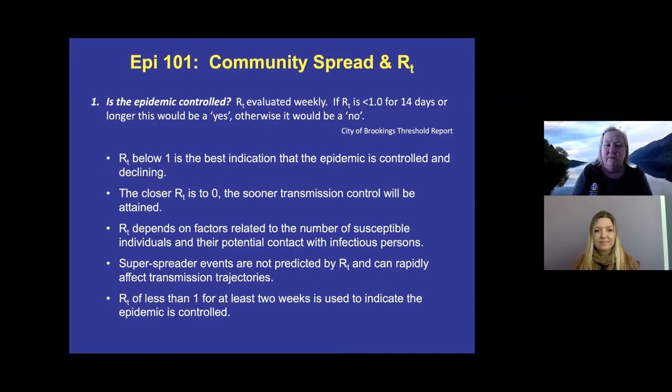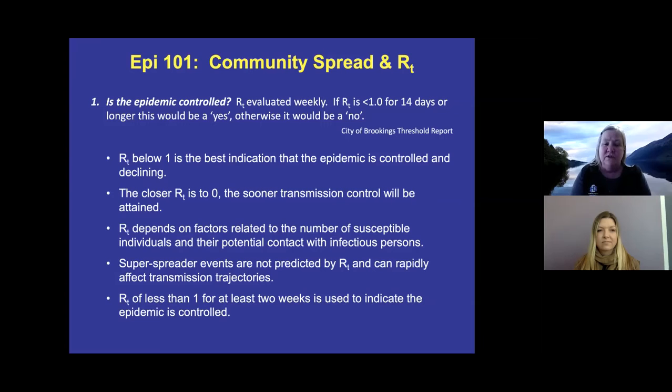So this top part, question number 1, is the epidemic controlled? That is the very first question on the City of Brookings threshold report. As a committee, we calculate the RT and determine whether or not it's less than 1 for 14 days or more. If it is, then we say yes, it's being controlled. Otherwise, it would be no. But you can't just look at that alone. It really needs to be combined with other things, one of those being the level of community spread.